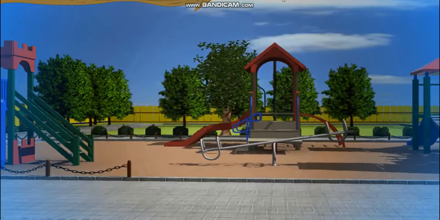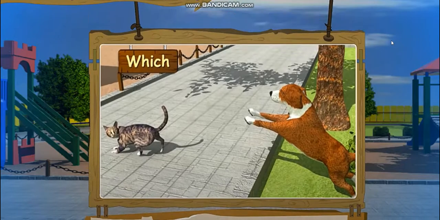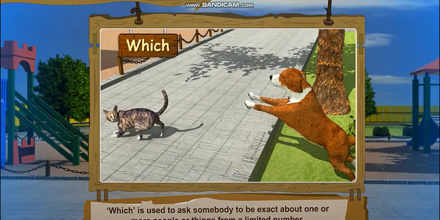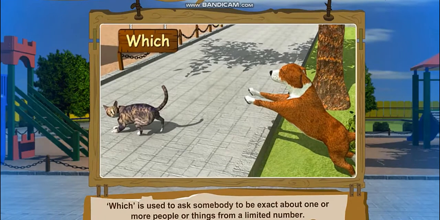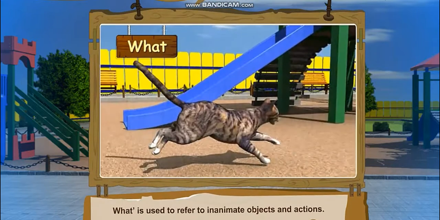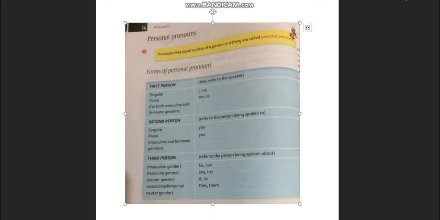Which is used to ask somebody to be exact about one or more people or things from a limited number. What is used to refer to inanimate objects and actions. Okay, students? Thanks for watching.